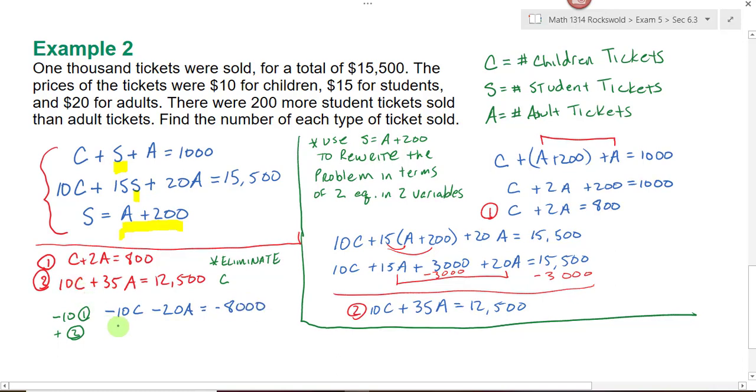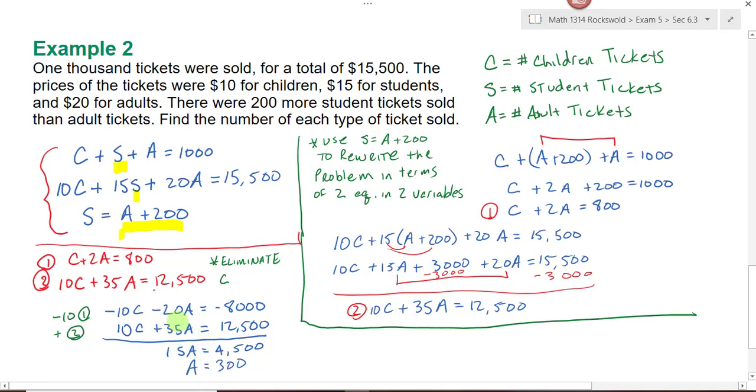And then I just write down equation 2 as is. That's 10c plus 35a equals 12,500. Now when I add these 2 equations together, I get 15a equals 4,500. When I divide both sides by 15, I get a is equal to 300.